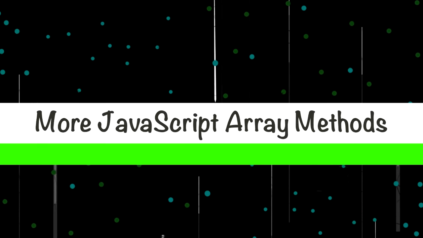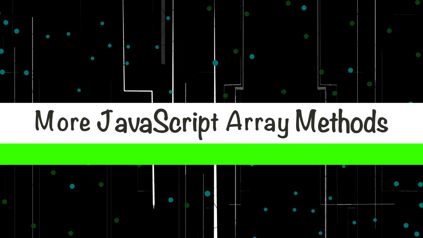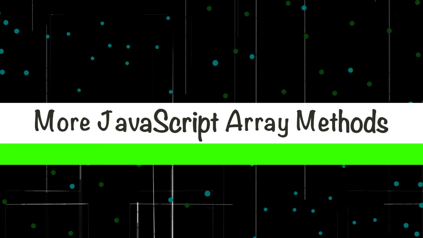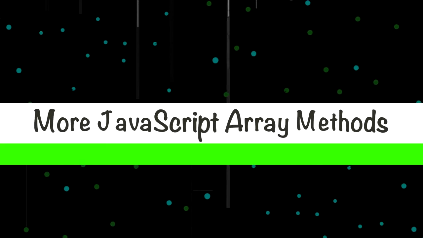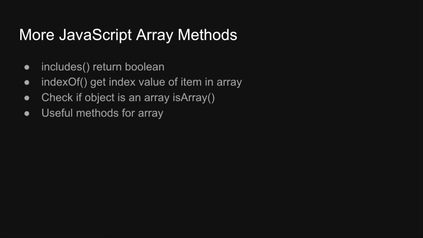In this lesson we're going to be showcasing some more commonly used array methods. So looking to see if an array includes a certain value, and that's going to return back a Boolean, so either true or false. IndexOf is another method, and this is going to get the index value of an item in the array. And you can also use indexOf to check to see if the item is included. If it's not within the array, it's going to return back a -1. Otherwise, it's going to return back the index position of the item in the array.